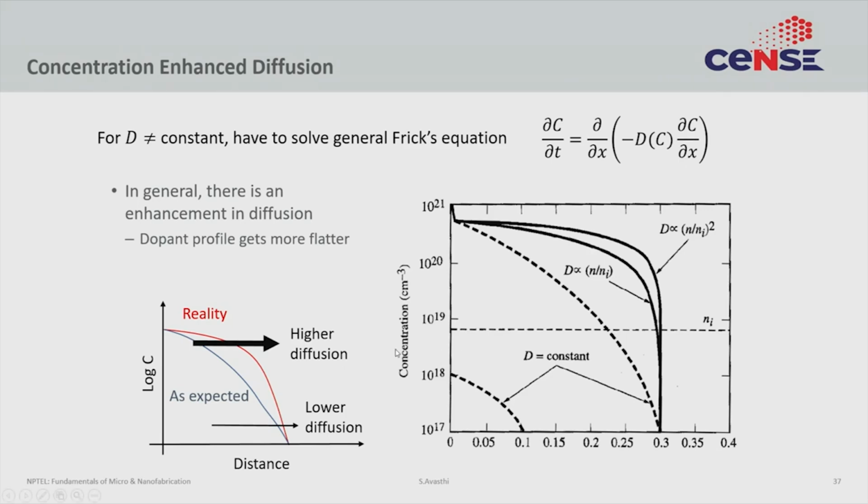you have to account for it in order to model your profile accurately. Just to get an intuition, all that really happens is that diffusion is faster in areas of higher doping than otherwise, right? So diffusion is enhanced. That is what effectively happens.